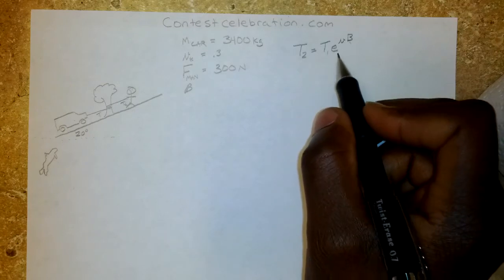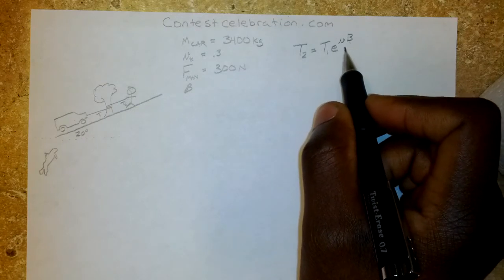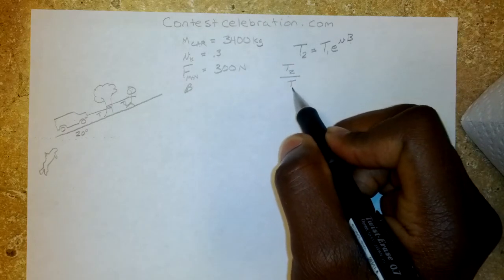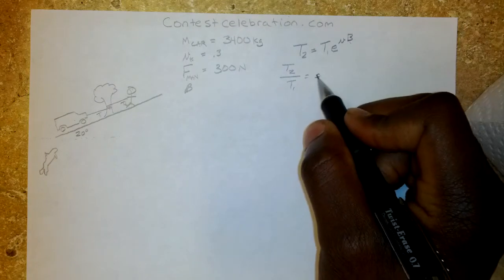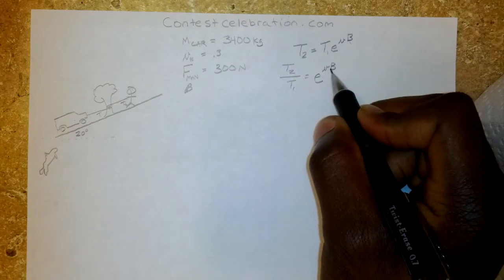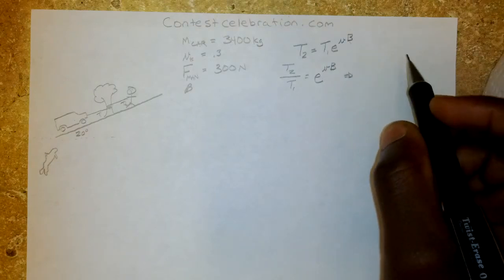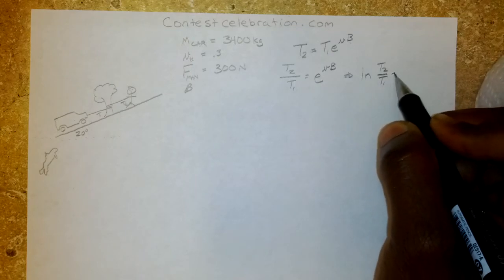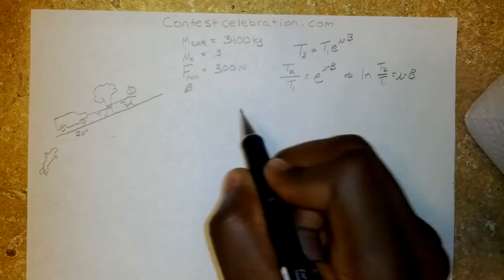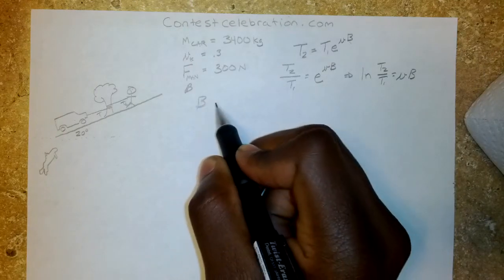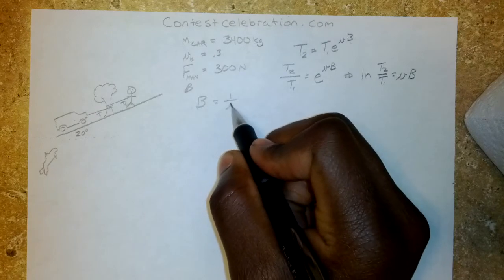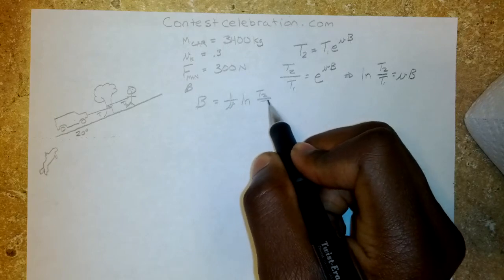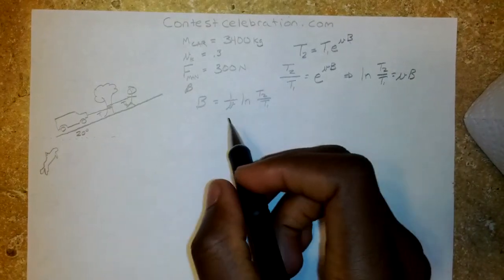The way you do that is you need to isolate everything and get everything off of beta. So divide both sides by T1, which gives you T2 divided by T1. This cancels out on this side, equals e to the mu beta. Further solving will give us natural log of T2 over T1 is equal to mu times beta. So beta is equal to 1 over mu times natural log of T2 over T1. So we have almost everything that we need here.